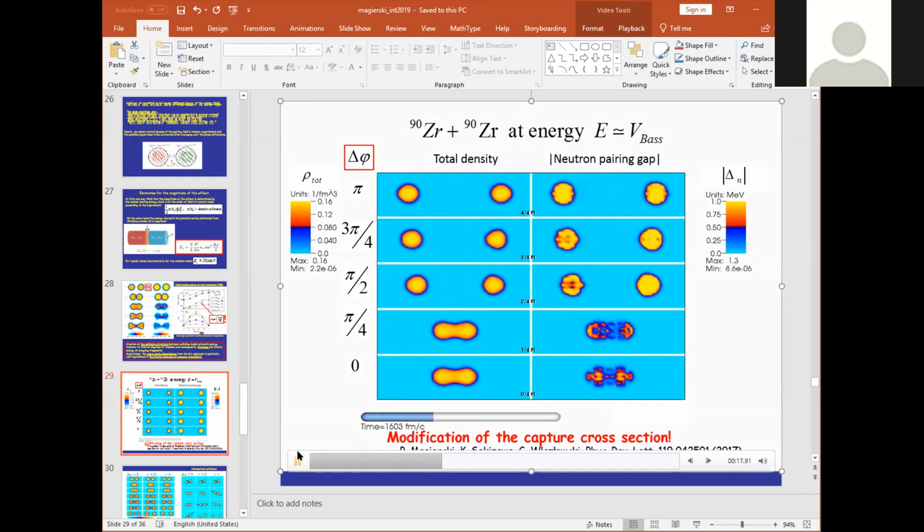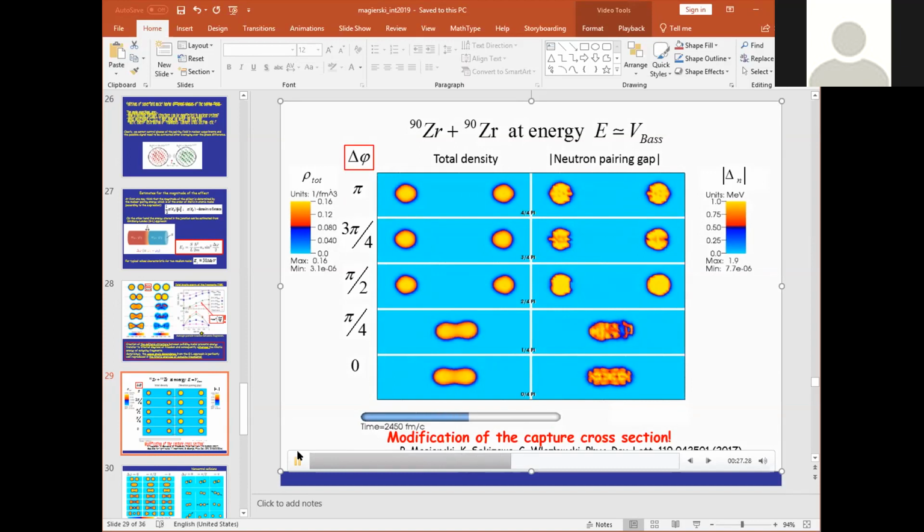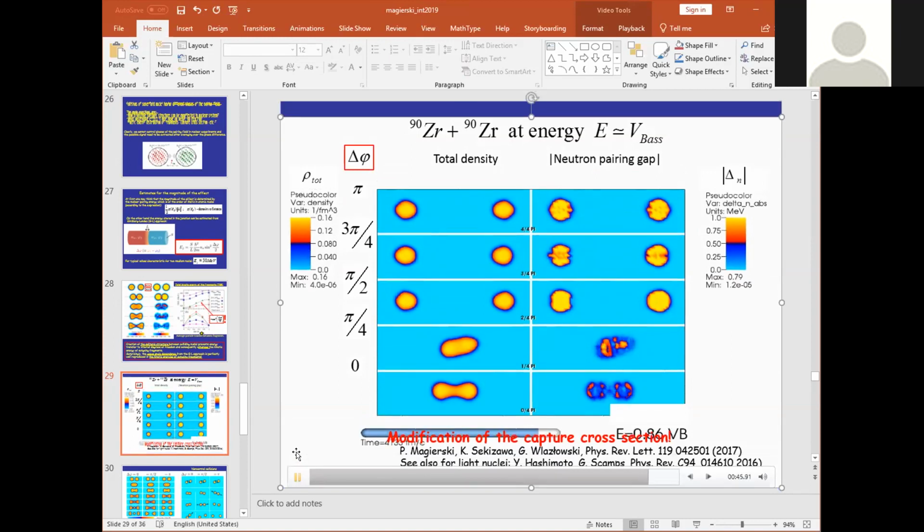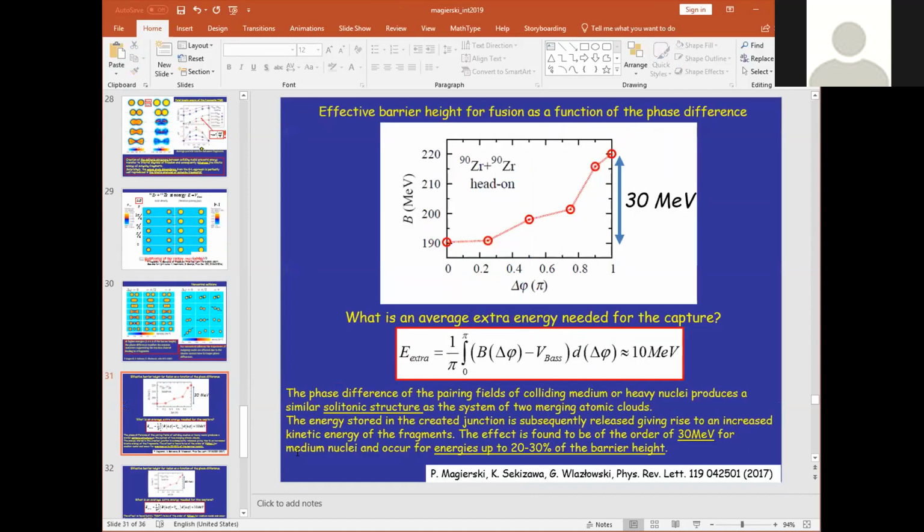Okay, so this is exactly the effect that I was talking about, and it is going to show up in the case of medium systems. Simply, this large phase difference creates an additional barrier for the nuclei to fuse. This is the plot showing the change of the effective barrier for fusion of the two medium nuclei. Depending on the phase difference, if you have a zero phase difference, this is 190 MeV, and it rises by about 30 MeV for the phase difference equal to pi, which accidentally agrees very well with this very simple estimation coming from Ginzburg-Landau.